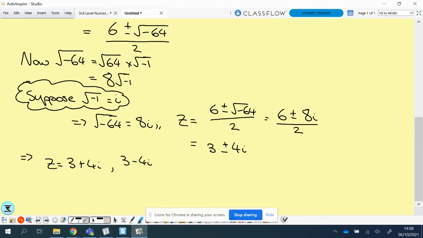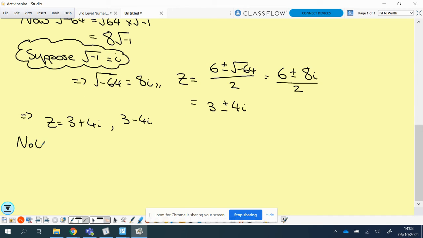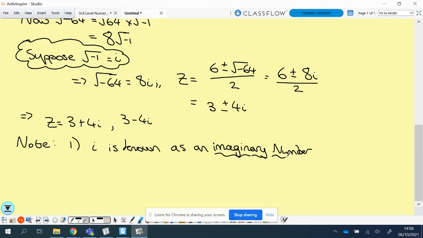There are a few things you just need to note about it. The first note is that i is known as an imaginary number. Maybe highlight that as well, because that's important.